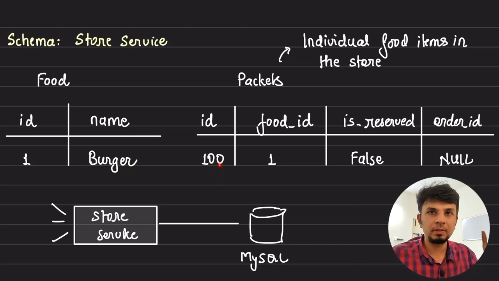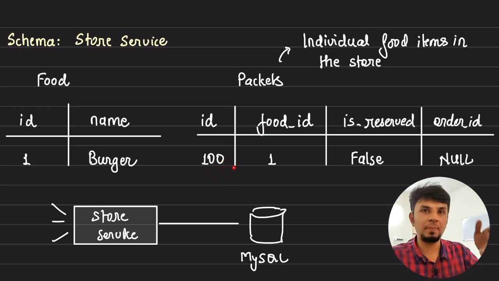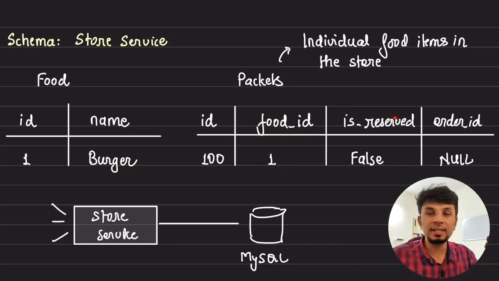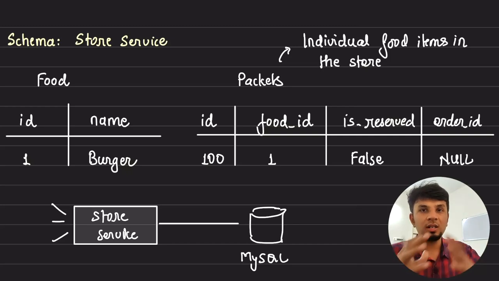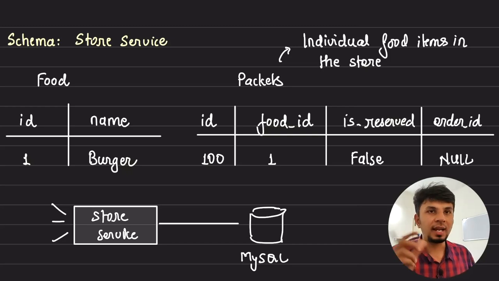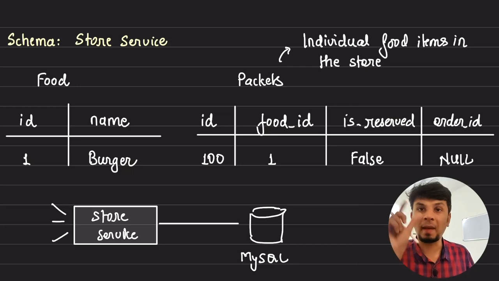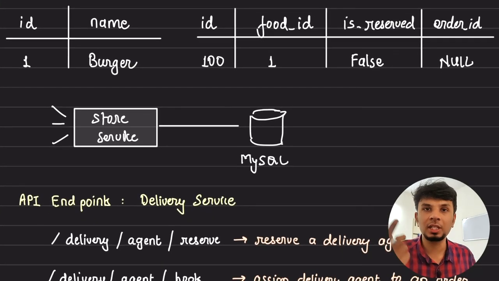So this is a globally unique identifier for a packet. This is the food ID, which means that this packet belongs to this food, so that you can use it to list it onto a restaurant, whatnot. Then is reserved, which means this packet is reserved for some order, and order ID. So to which order is this packet associated? Right. So by splitting this, we'll get a very nice sense of row level locking that we would want to take, like playing at row level granularity or packet level granularity is what we'll achieve with this thing.